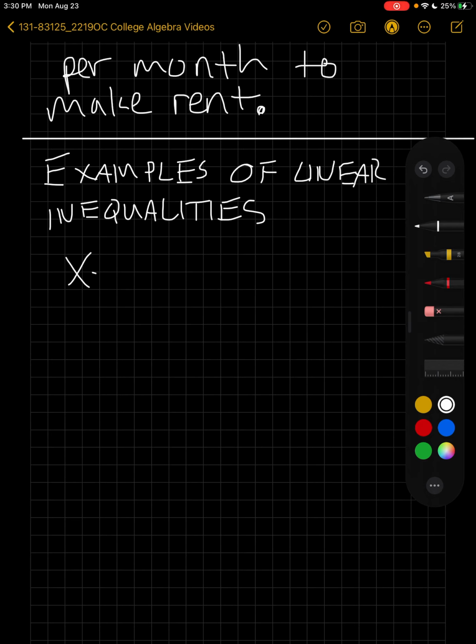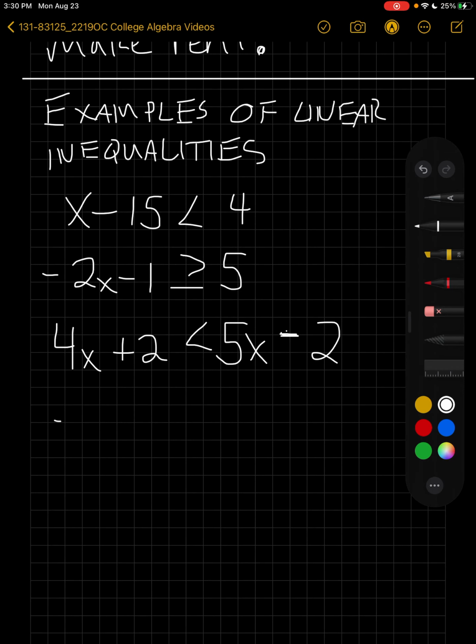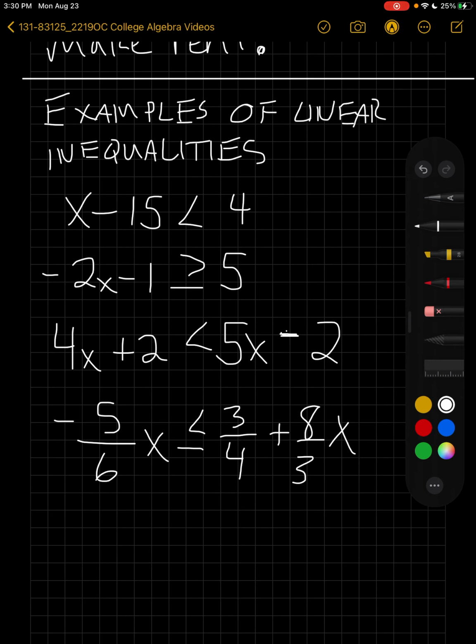So we could have something like x minus 15 is less than 4. We could have negative 2x minus 1 is greater than or equal to 5. We could have 4x plus 2 is less than 5x minus 2. We could have negative 5/6 x is less than or equal to 3/4 plus 8/3 x. These are all examples of linear inequalities.